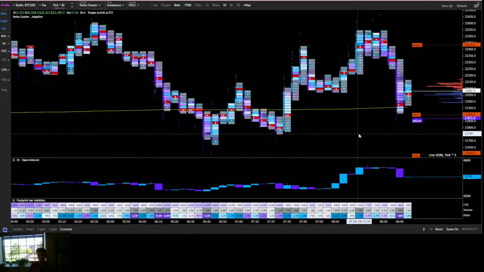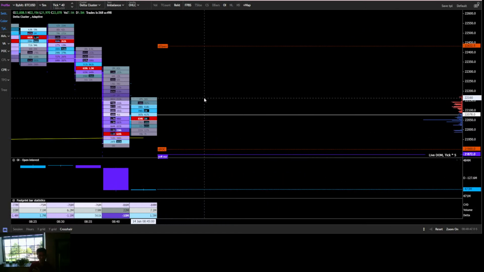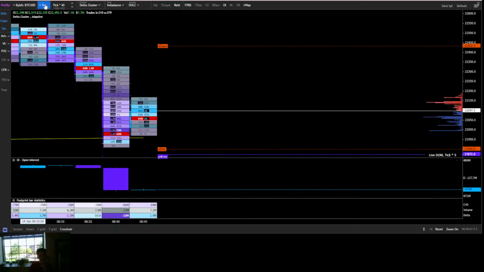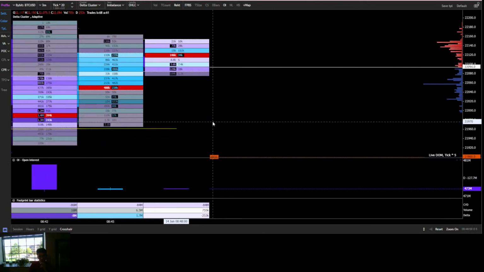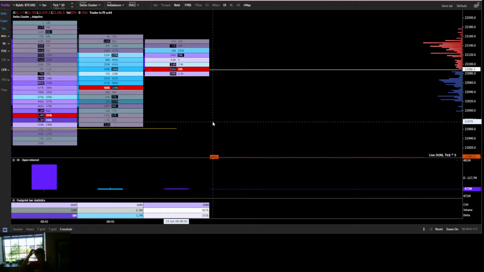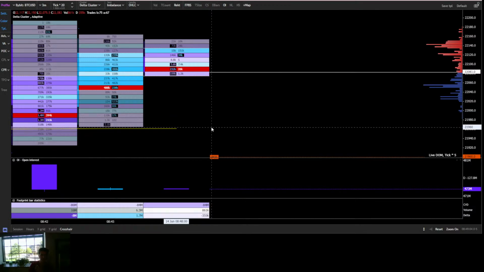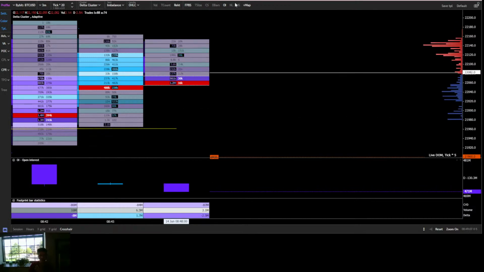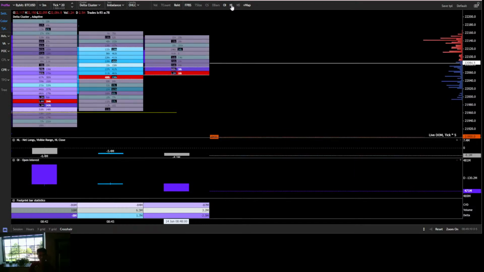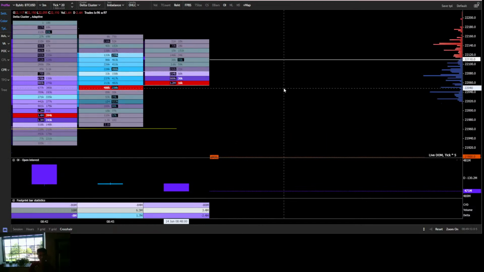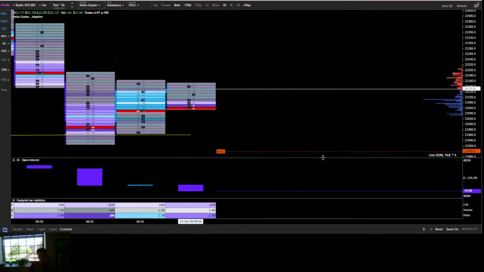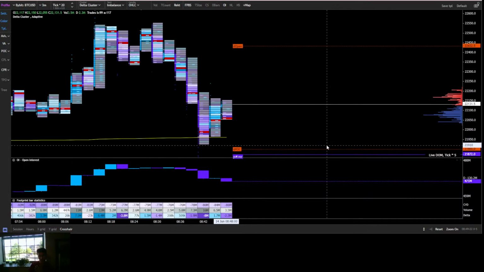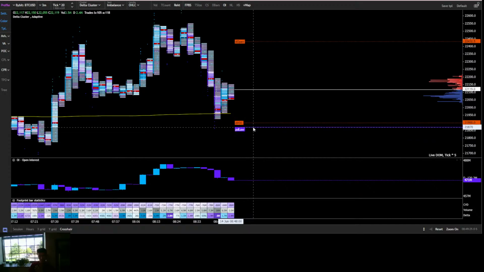I'll refresh my page here. Zoom in here. Again, I have a feeling we're going to lose this VWAP here. A lot of shorts coming in still. We still have yet to touch this daily point of control or the previous day low here.